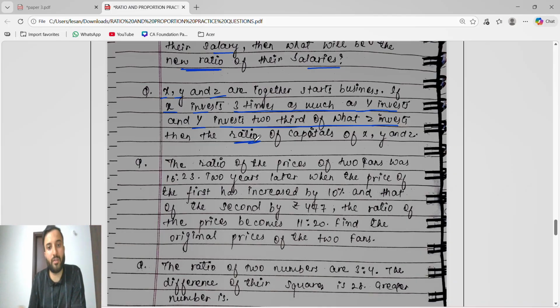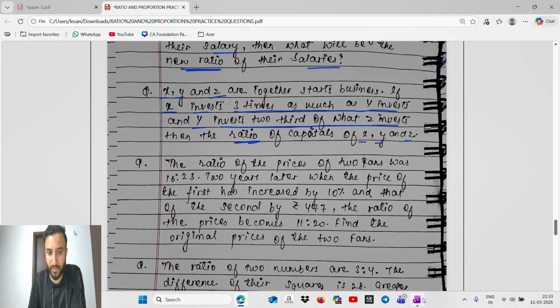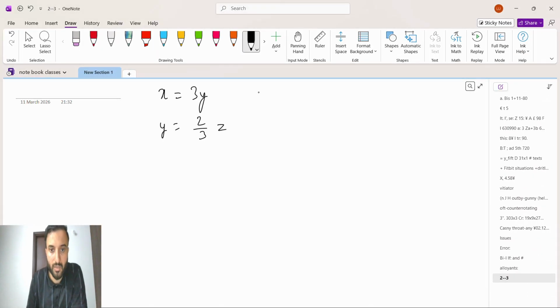Then the ratio, again the question is of ratio. We have to find the ratio of X, Y, Z. Very simple. See, X equals 3Y. So how can we write? Y will come this side, so X divided by Y equals 3, and 3 I can write as 3 by 1. Y is in multiply, so it comes to this side in divide. So X by Y means 3 is remaining, 3 by 1.